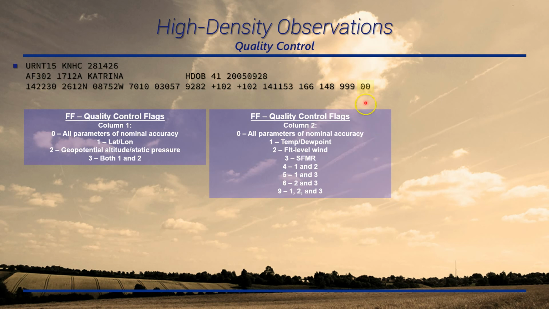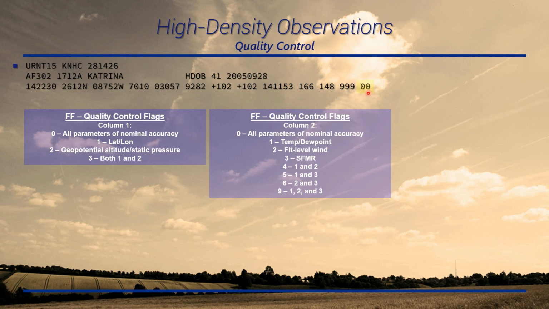You see here, column 1, if this first digit is a 1, our latitude or longitude is off. If it's a 2, our geopotential altitude or static pressure is off. And then a 3, both numbers are off. You rarely see this off of 0. The second digit, though, is looking at temperature, dew point, flight level winds, and the stepped frequency microwave radiometer, represented by 1, 2, and 3. 4, 5, and 6 is a combination of those, and then 9 is pretty much everything's messed up.